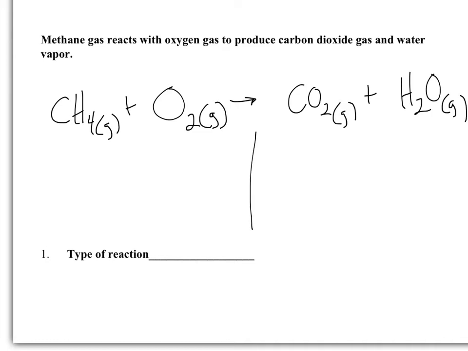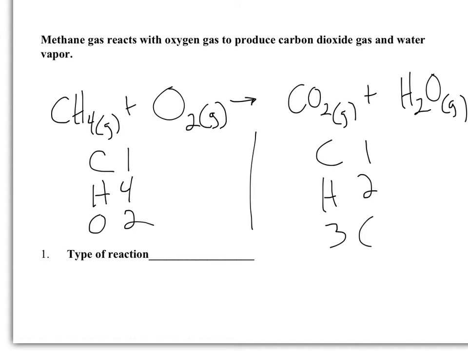So if we count up the elements on both sides, we've got a carbon, 4 hydrogens, and 2 oxygens on this side. And on the right we have 1 carbon, 2 hydrogens, and 3 oxygens, 2 in the carbon dioxide, 1 in the water.